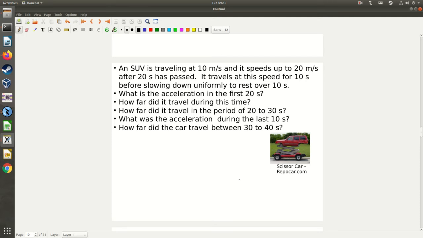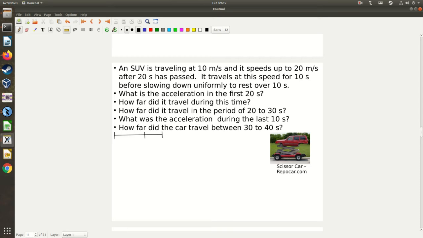So, I found a picture of an SUV that looked funny, so here we go. An SUV is traveling at 10 meters a second, and speeds up to 20 meters a second after 20 seconds has passed. It helps to draw a picture out, so I know that it starts and it takes about 20 seconds to get to 20 meters a second. It travels at that speed for 10 seconds, so it's going at a constant speed. So I'm going to draw it slightly smaller, maybe roughly half the size.